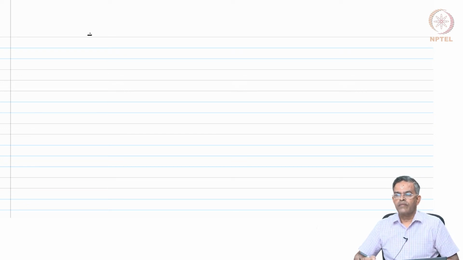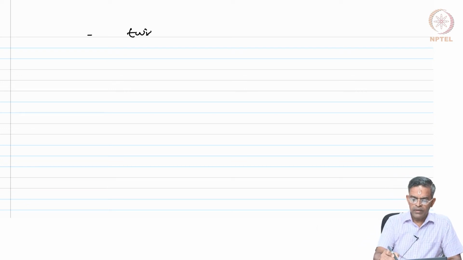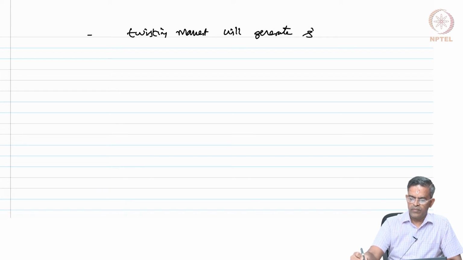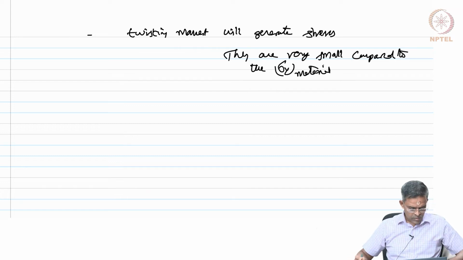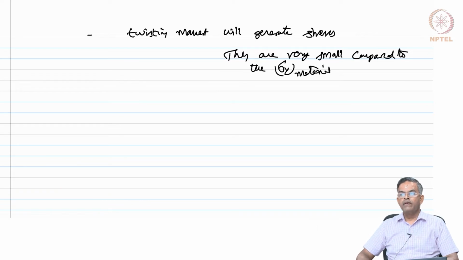Also, friends, please note, twisting moment will generate stresses. They are very small compared to the yield stress of the material. Please understand this. The magnitude of stresses developed because of this twisting moment is very small.